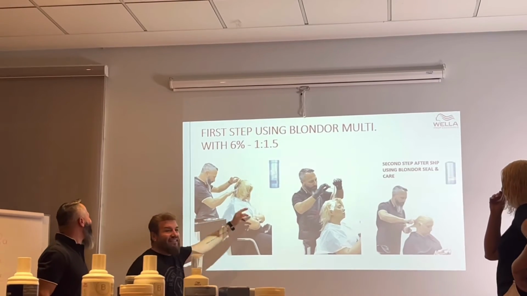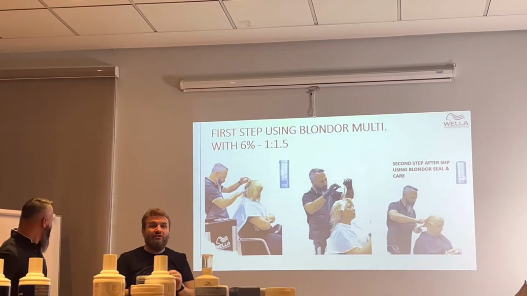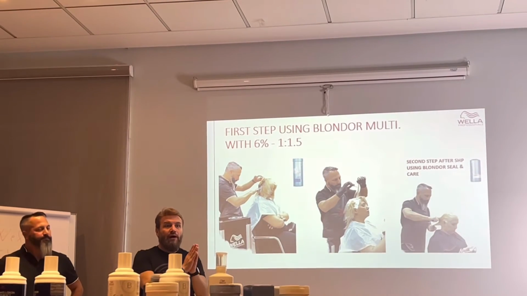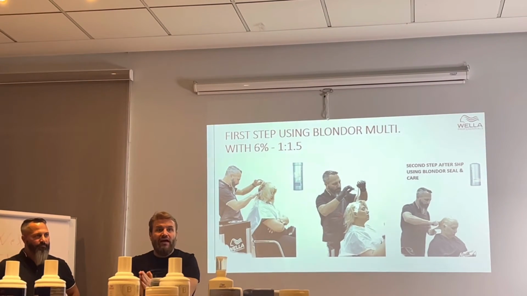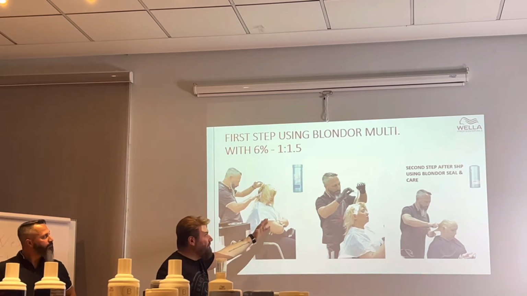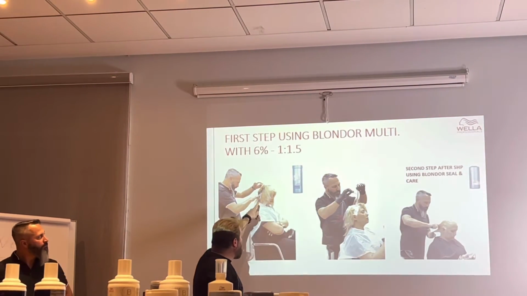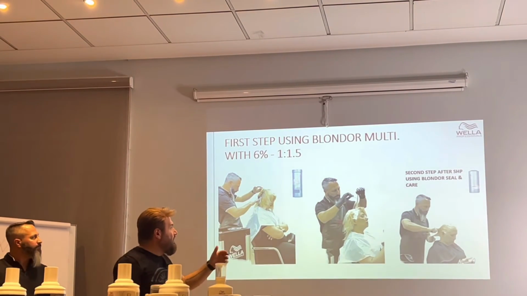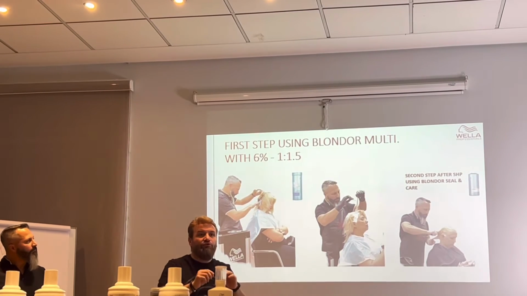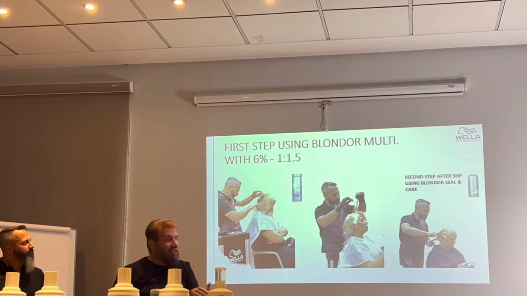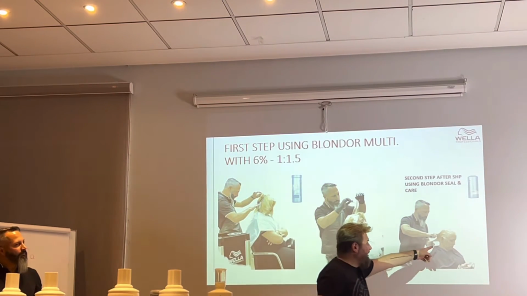So here we applied the roots with blonder with 6%. So 20 volume, 1 part powder 30 gram, 1 part and a half developer 6%. And then after 40 minutes, we applied a little bit for the mid-lengths because it was also too yellow. Then we leave it for 5 to 10 minutes. Then we use shampoo. Then we use the seal and care here.